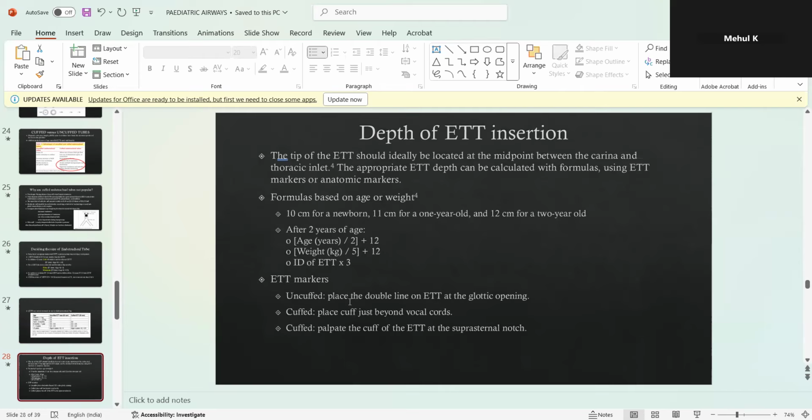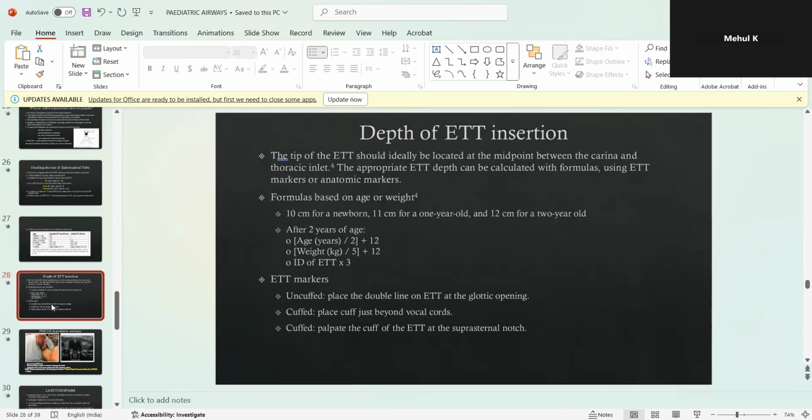And there are certain ETT markers. You can actually palpate and feel for the cuff of a cuffed endotracheal tube. But who has got the time to do all the math? I mean, you need to do all the math.